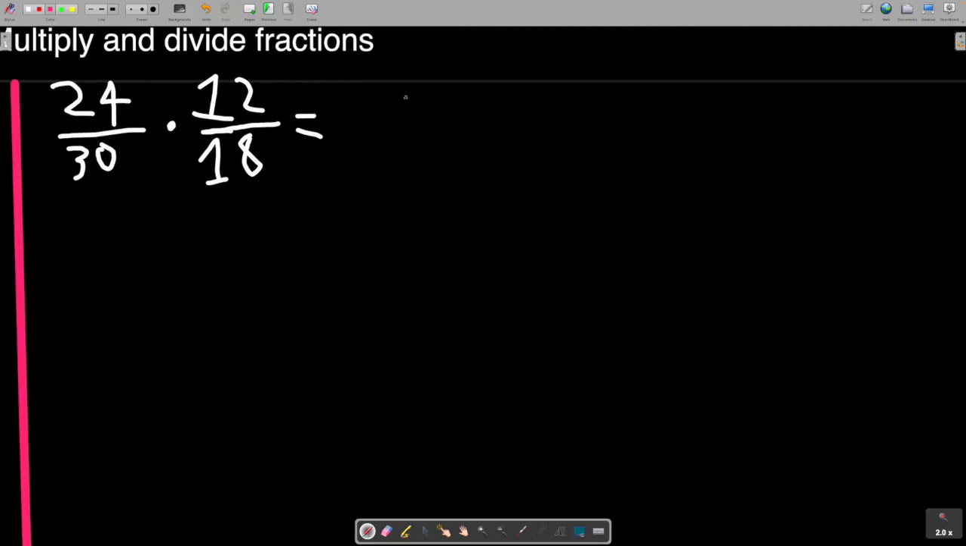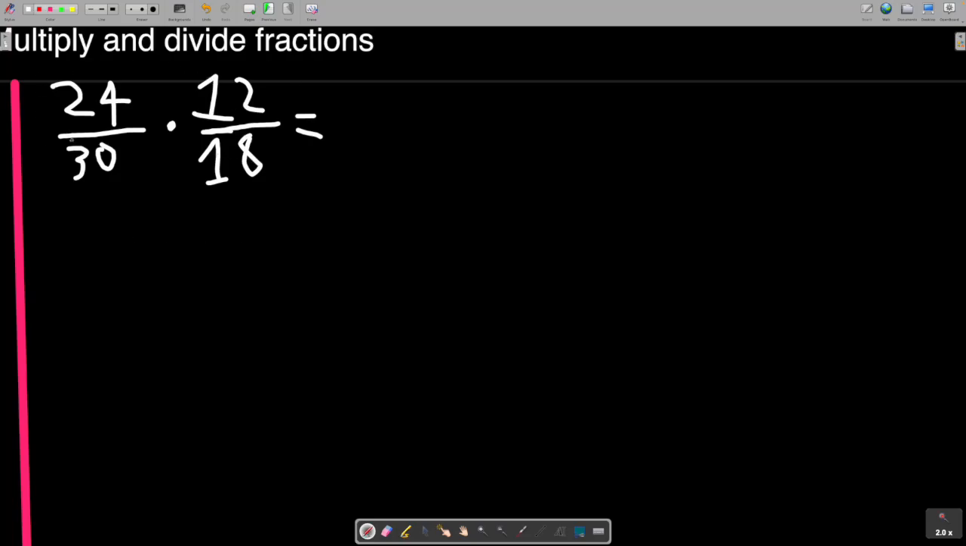Next we have 24 over 30 times 12 over 18. Now these are big numbers, so it will be hard to multiply them, and then we would also have to simplify them. So that's going to take a lot of work. Instead, you can just simplify them right now.